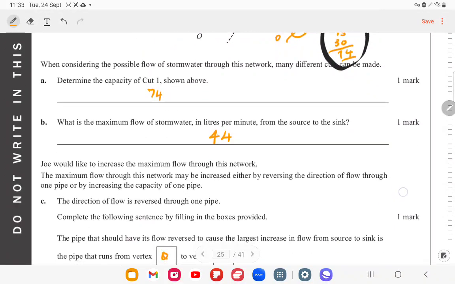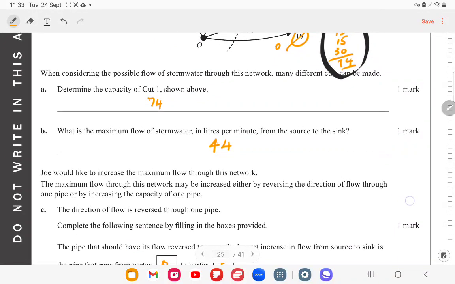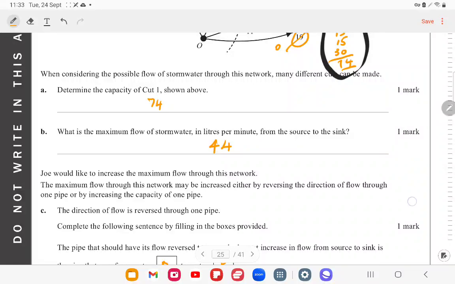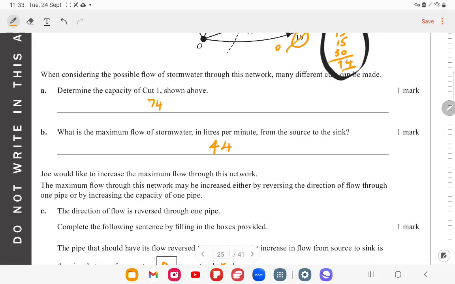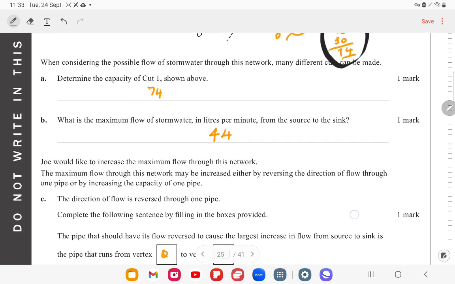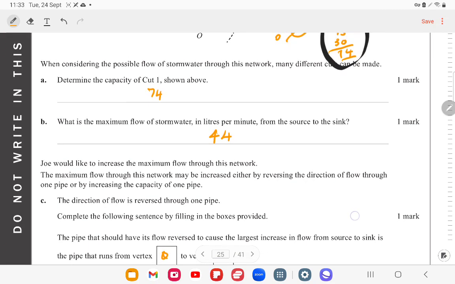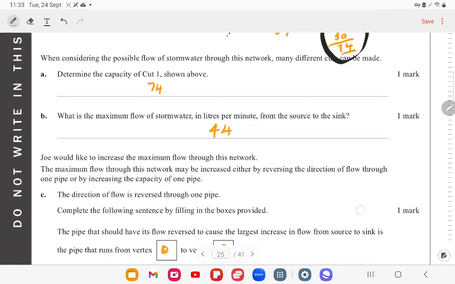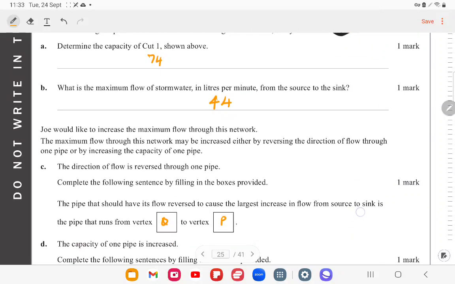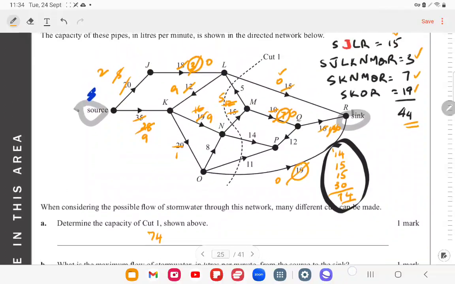Now, Joe would like to increase the maximum flow through this network. The maximum flow through this network may be increased by reversing the direction of flow through one pipe or increasing the capacity. Complete the sentence. The pipe that should be reversed to cause the largest increase in flow is Q to P.